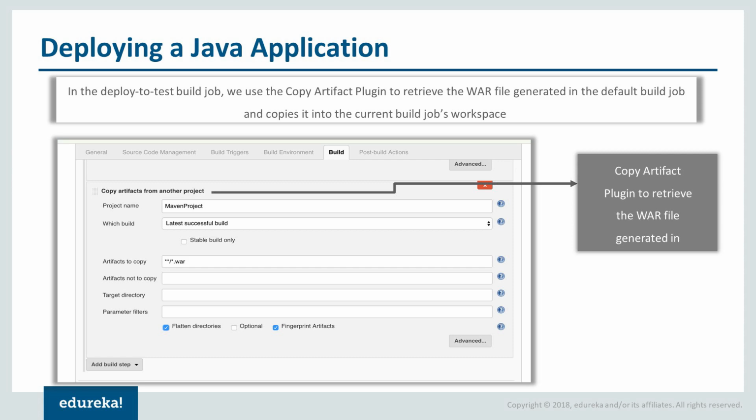This is the interface which you get, and you just need to write the name of the project, which is your source project, where you have the artifacts. Typically if you give **/*.war, we are taking care of all the files which have the .war extension and which are there anywhere inside the root directory of your build job. And of course, which build? We typically mention the last successful build, or the latest successful build.